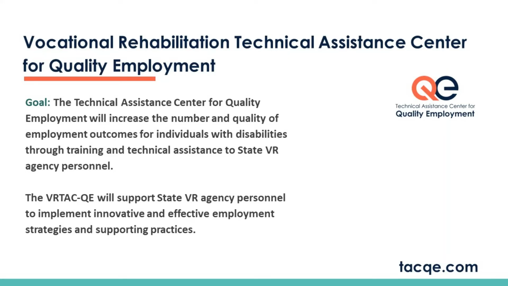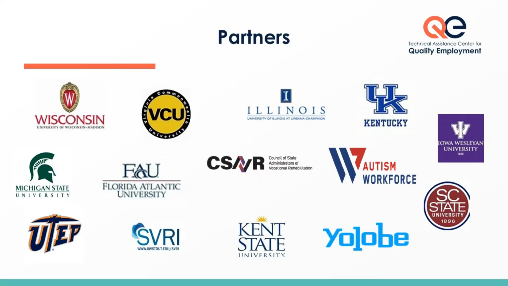The Technical Assistance Center for Quality Employment will increase the number and quality of employment outcomes for individuals with disabilities through training and technical assistance to state VR agency personnel. The VR Tech QE will support state VR agency personnel to implement innovative and effective employment strategies and supporting practices. The Technical Assistance Center for Quality Employment incorporates work from these partners shown here.